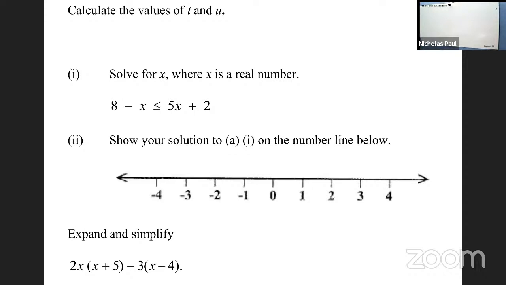Right. So remember, you're bringing your 5x here and you're bringing your 8 on this side. Once it goes across the inequality sign, don't forget to change the sign. So that's going to be minus 5x minus x is less than or equal to 2 minus 8. Minus 5 minus 1 is minus 6. 2 minus 8 is minus 6.